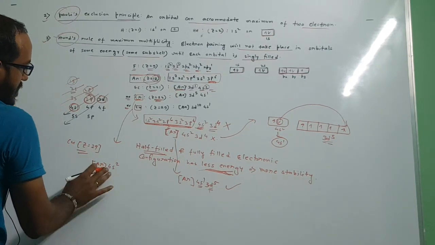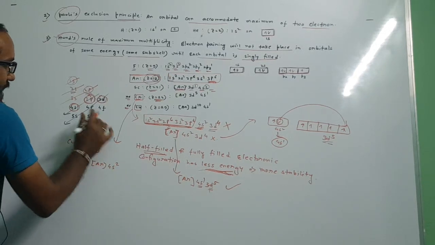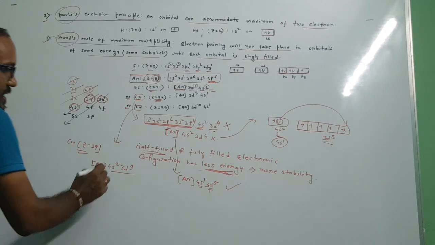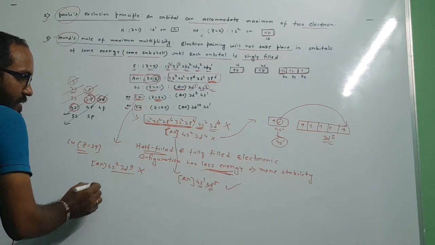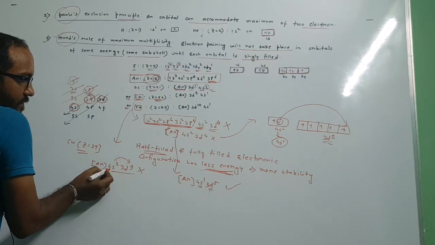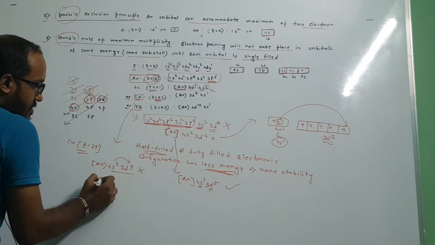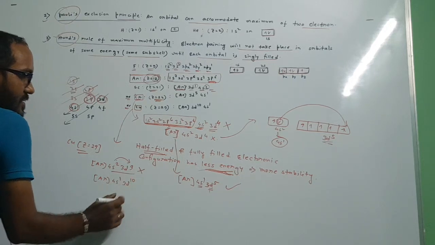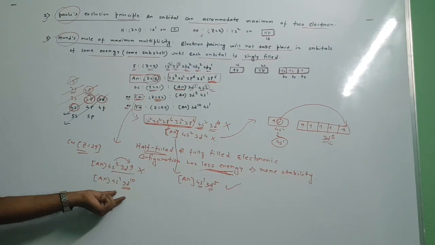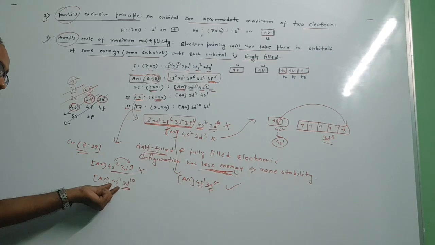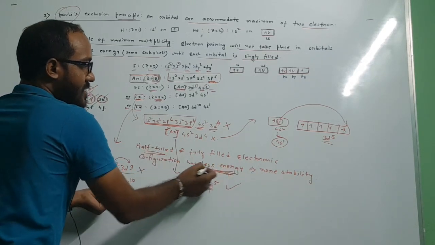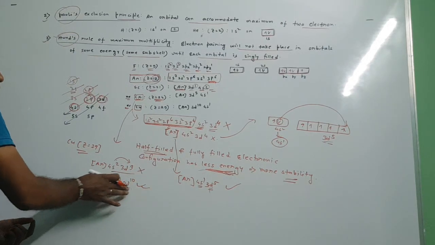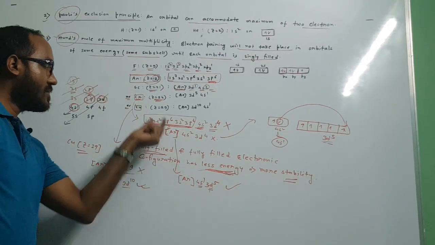So that means 18 plus 2, 20 and 3d9. Again, see, here also the same case. This is the wrong electronic configuration. If one electron jumps from 4s to 3d, then our electronic configuration would be 4s1, 3d10. See, in this case our d orbital is fully filled, s orbital is half filled. So half filled, full filled has less energy, that means more stability. So copper has this electronic configuration. I think this is clear.